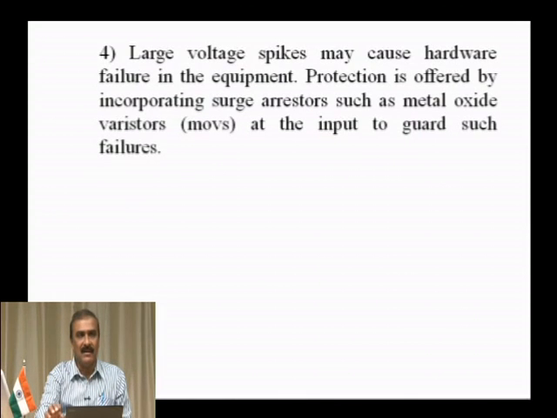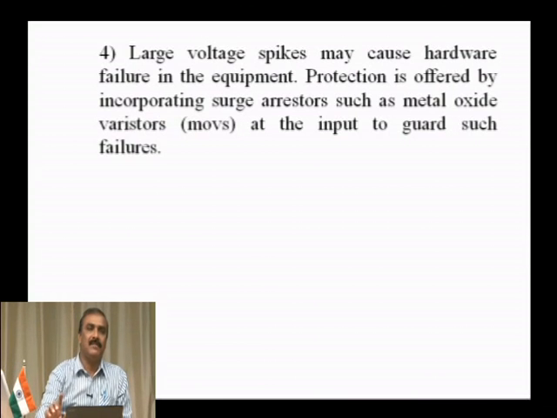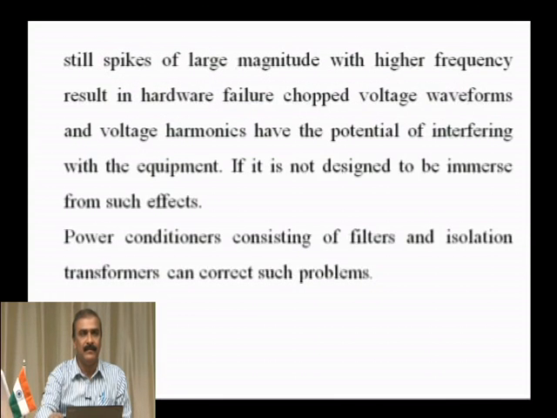Large voltage spikes may cause hardware failure of the equipment. This is particularly with respect to computers we are speaking of now. Earlier it was with respect to power system load, now this is with respect to computer power systems. Protection is offered by incorporating surge arresters such as metal-oxide varistors as an input device. Still, spikes of large magnitude with higher frequency result in hardware failure. Chopped voltage waveform and voltage harmonics, all these things, if not designed to withstand or reduce such effects, cause problems. Power conditioners consisting of filters and isolation transformers can correct such problems. So, there is a solution also.